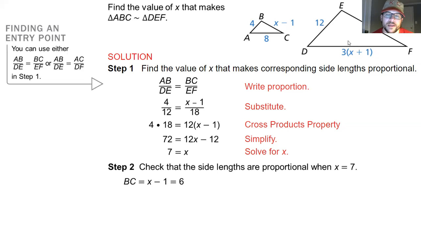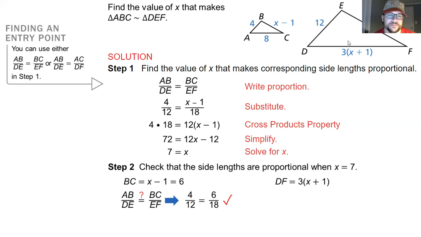So you could check this by plugging it in. 7 minus 1 is equal to 6. And then you can plug that back into your original proportion of 4/12 equals 6/18, reducing both of those to make sure that they are the same. Now you can do this with the DF as well. Substituting that in, 3 times 7 plus 1 is going to be 24. So you get 4 over 12 equals 8 over 24, and those two ratios are going to be the same.